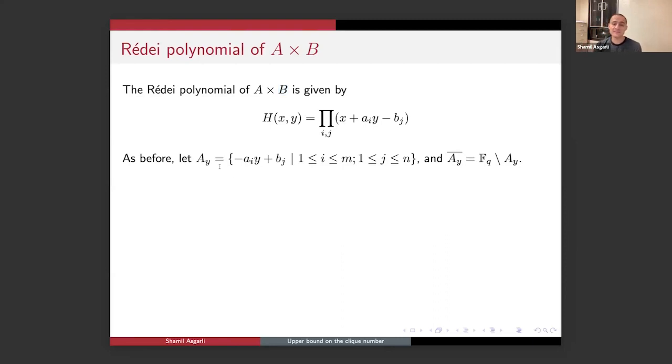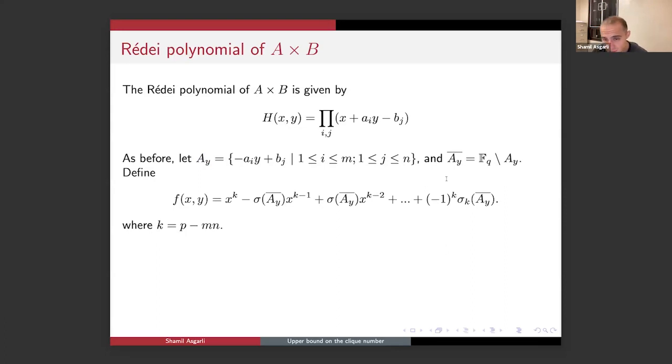And as before, I'm going to define the set A_y to be the set consisting of minus a_i y plus b_j, where i is between 1 and m, and j is between 1 and n. And for simplicity, let's define F_q minus A_y, the complement of A_y, to be denoted by A_y bar.